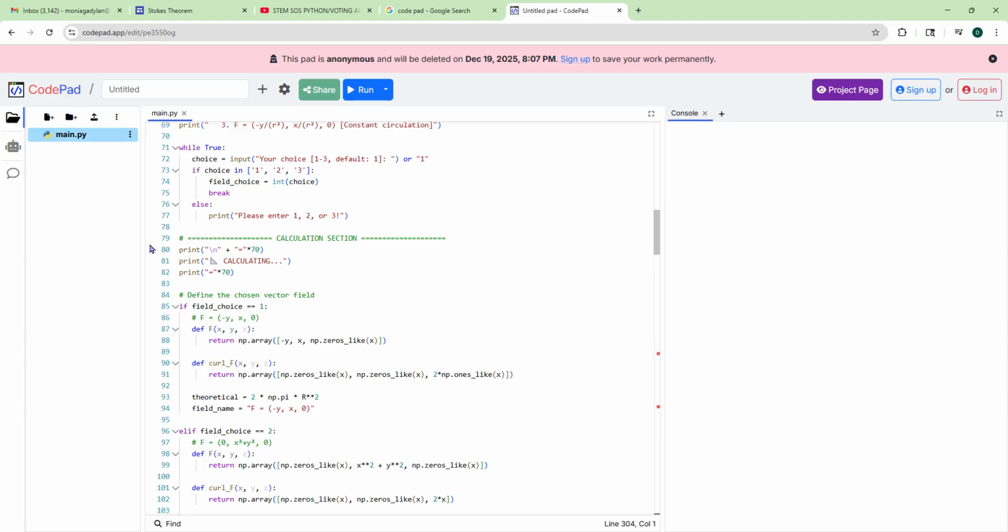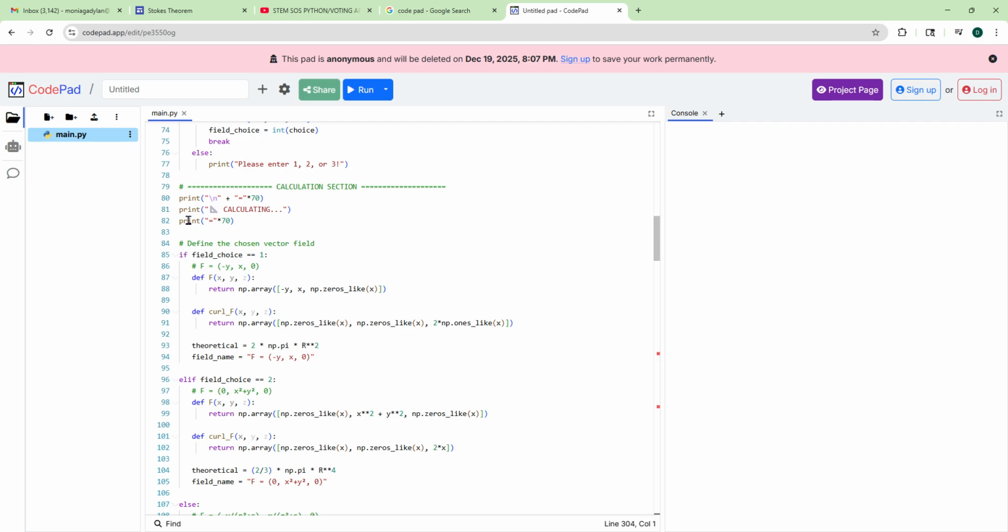For lines 82 to 96, we are choosing the vector field. This part specifically allows us to choose one of the three vector fields. A vector field shows how something moves at every point. Each field spins a different way, which helps us test Stokes' theorem in multiple situations.